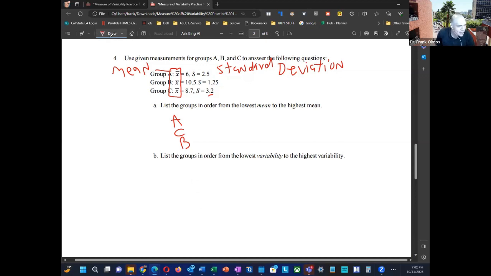So the lowest is group B. Look at that number, the lowest is group B, 1.25. The second lowest is group A, 2.5, and then the highest is C.